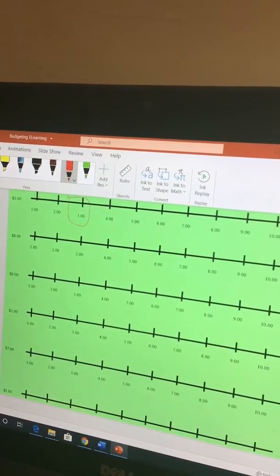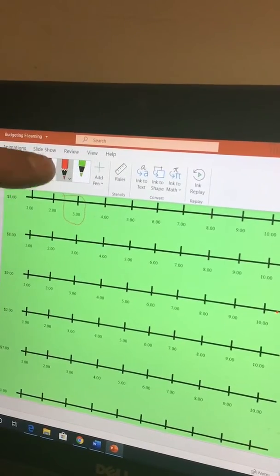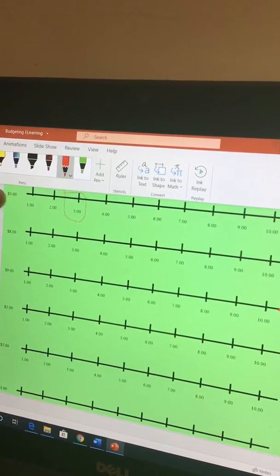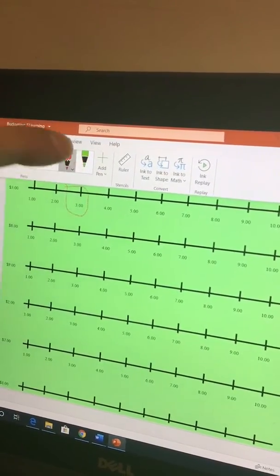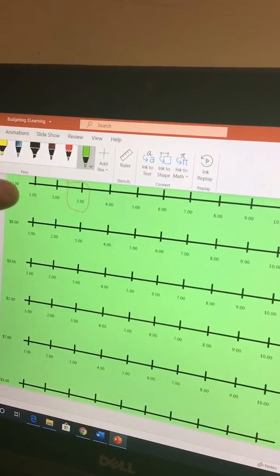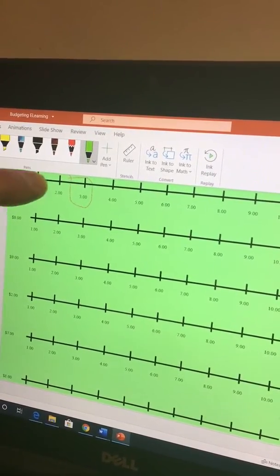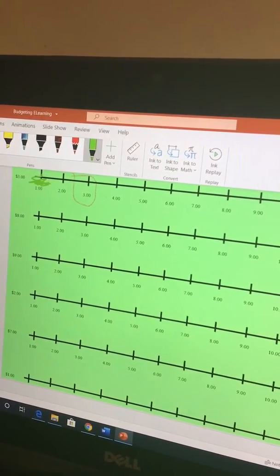Okay, so now we have to see if these values are going to be in our budget. So, Miss Wilson, we have $1. Is $1 more than $3 or less than $3? It's less than $3. So that means that $1, an item that we want to buy that costs $1, is in our budget. Miss Wilson, what about $2? Is $2 more than 3 or less than 3?